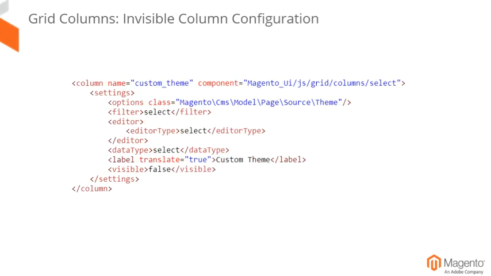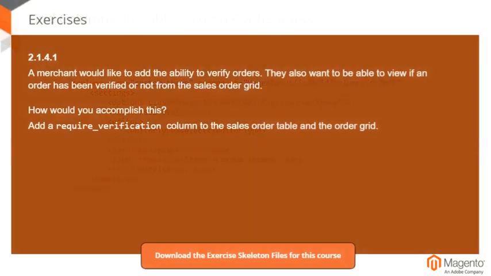Here is the code example for a non-visible column configuration that defines whether a column is rendered by default or not. It is possible because of the flexibility that JavaScript rendering provides. See your course exercise guide for instructions on how to complete this exercise and the solution.